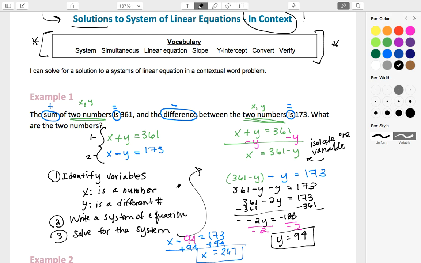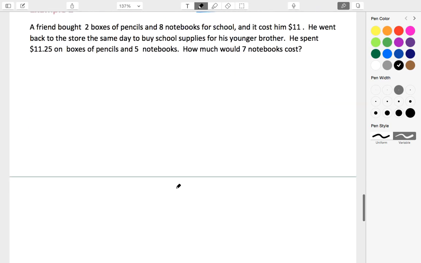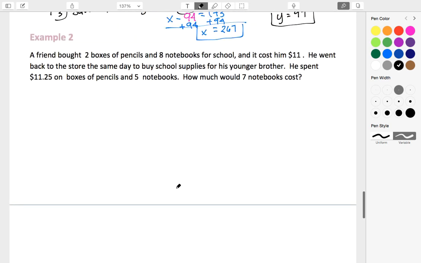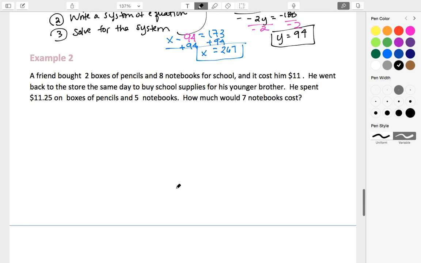Okay, so moving forward, the next problem is a little bit different. Okay, so it has a little bit more context, and it says a friend bought 2 boxes of pencils and 8 notebooks for school, and it cost him $11. He went back to the store the same day to buy school supplies for his younger brother. He spent $11.25 on boxes of pencils and 5 notebooks. How much would 7 notebooks cost?